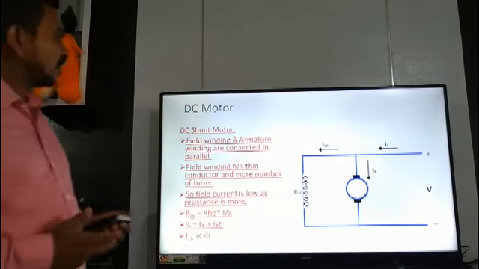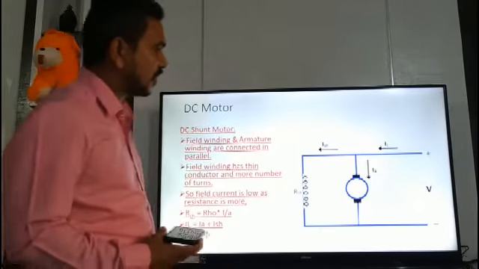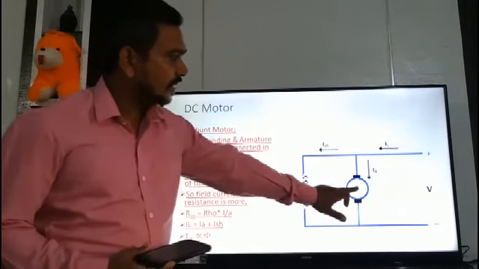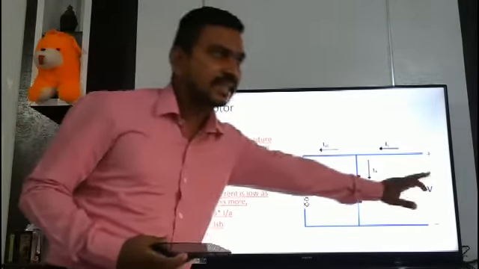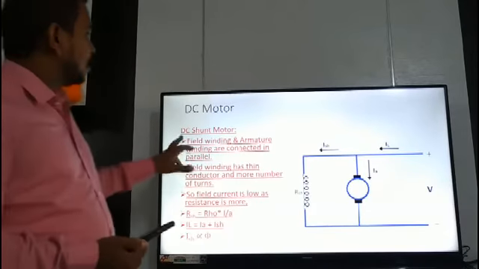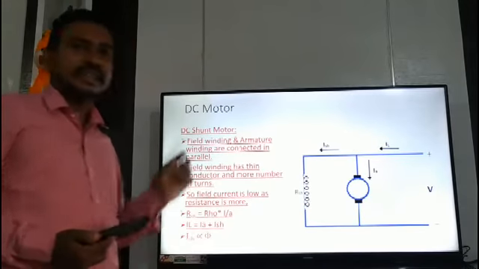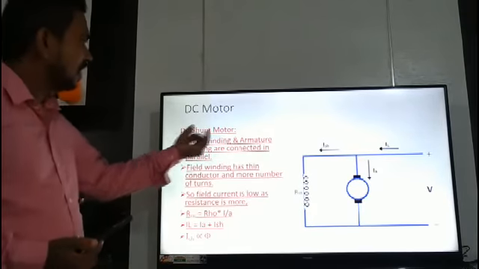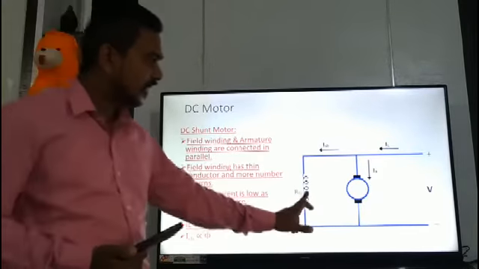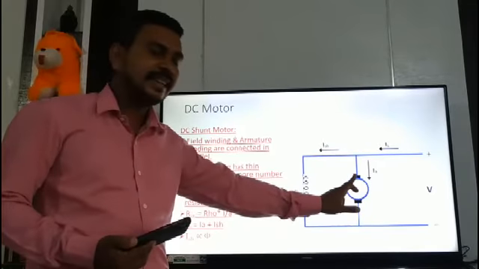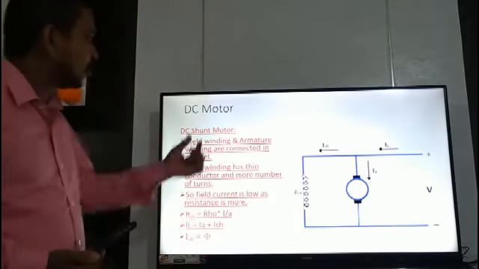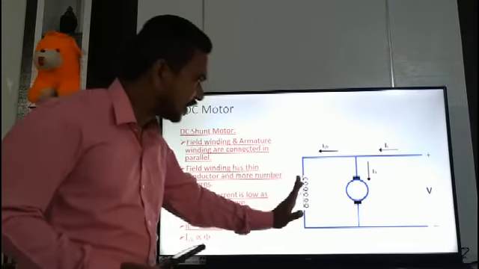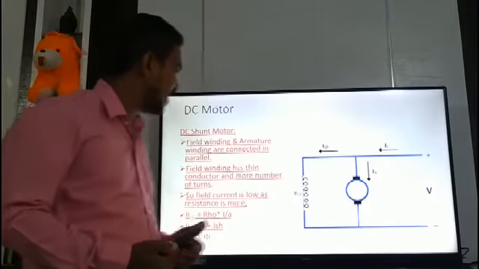So first is the DC shunt motor. This is the basic circuit of the DC shunt motor, in which this field winding is known as the shunt field winding. This is the armature of the DC motor, and here the supply is given to the motor. So how can we define the DC shunt motor? DC means the supply given to this motor is DC. Shunt means the field winding is connected in parallel with the armature winding. So this field winding is known as the shunt field winding.